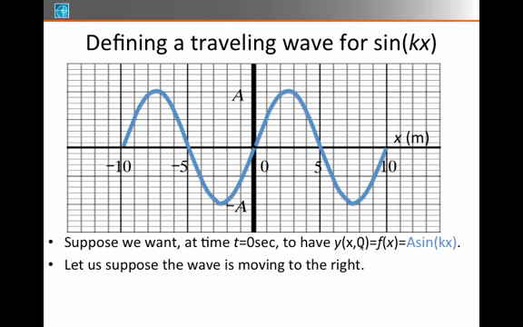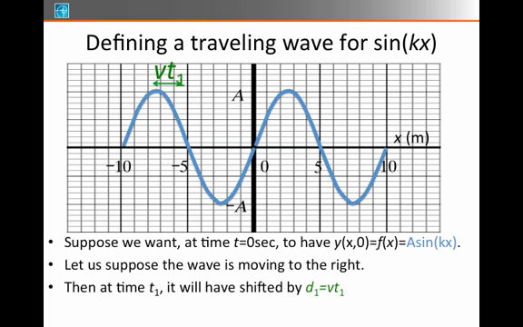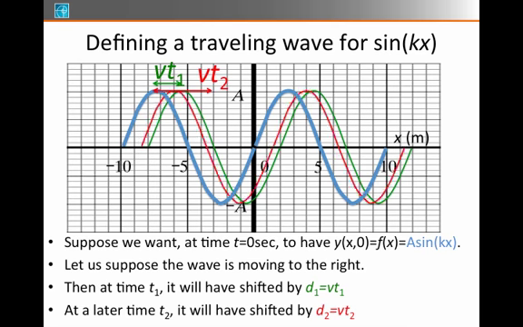Let's suppose our particular wave is moving to the right. At time t1, the wave will have shifted by a distance d1, which is equal to velocity times t1. At time t2, the wave will have shifted by a distance d2, which is velocity times t2. And as time keeps growing, the displacement of this traveling wave keeps moving further and further.